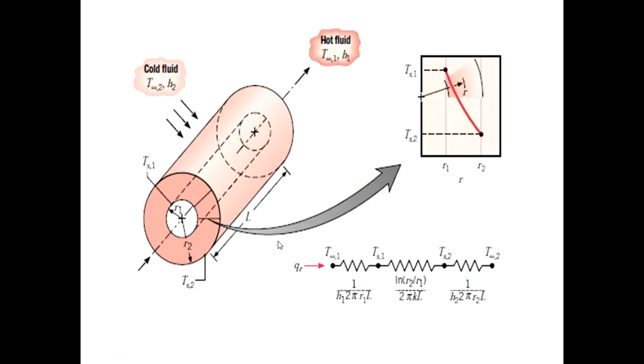Now I will explain the thermal resistance in the cylinder or pipe. How will it be there? Let us see. You have seen the pipe. The pipe will have an internal radius and an external radius. The internal radius will be R1, and the external radius will be R2.